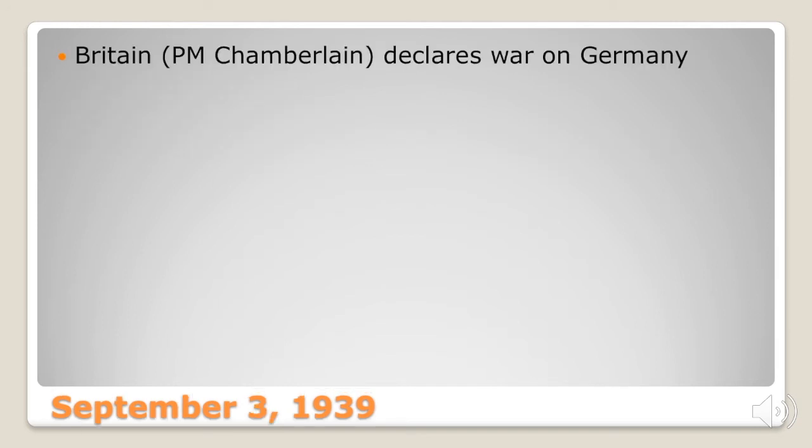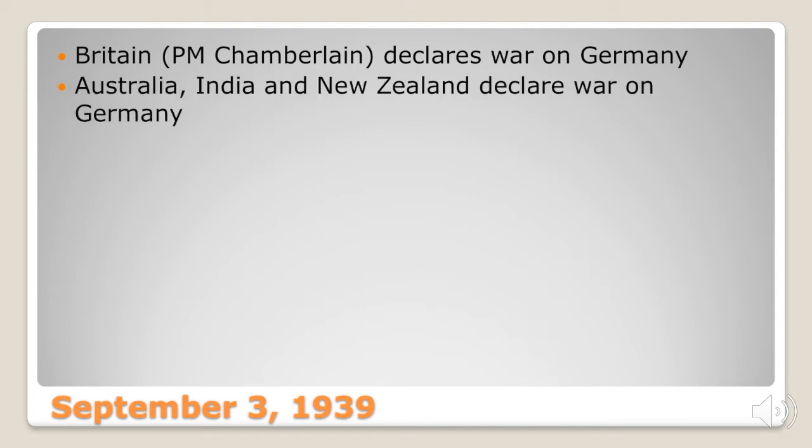So we have a number of things happening on September 3rd. The British Prime Minister, Chamberlain, declares war on Germany. Remember that Germany had been given that ultimatum, and they were like, forget it. Australia, India, and New Zealand also declare war on Germany. Now, obviously, these places are all the way on the other side of the world, and that's one of the things that makes this a world war, because these countries are dominions of Great Britain.